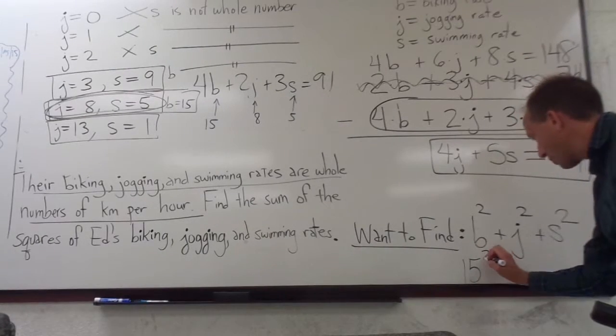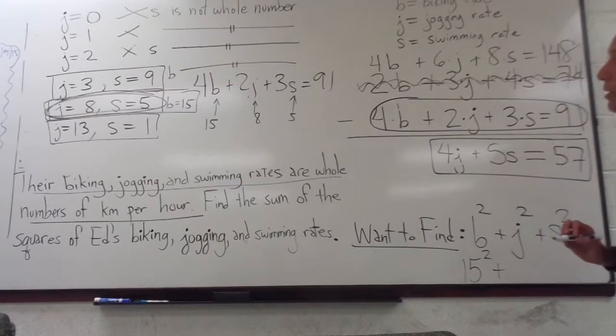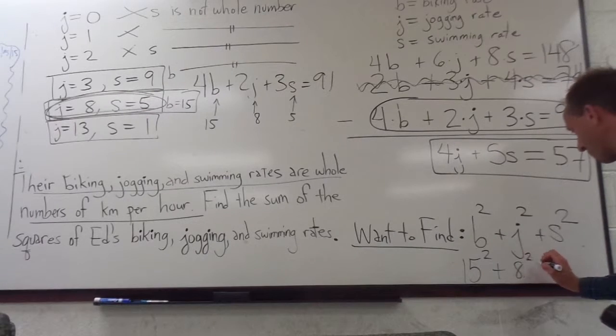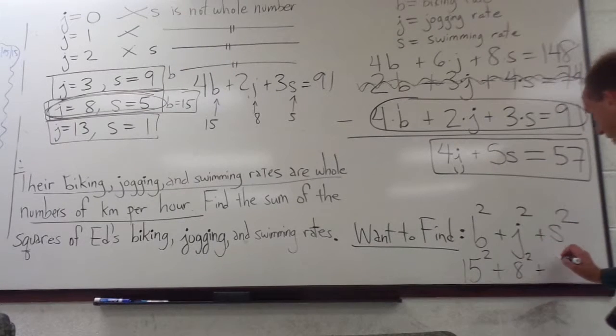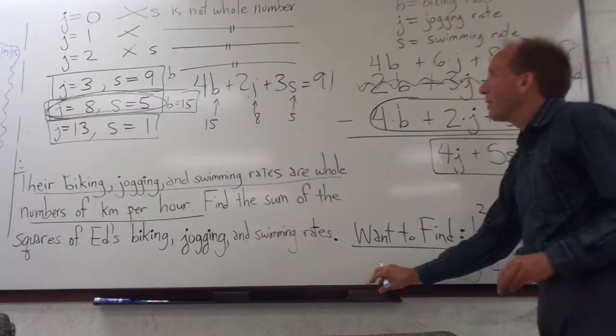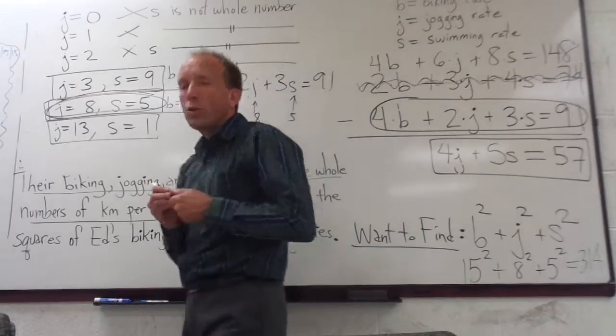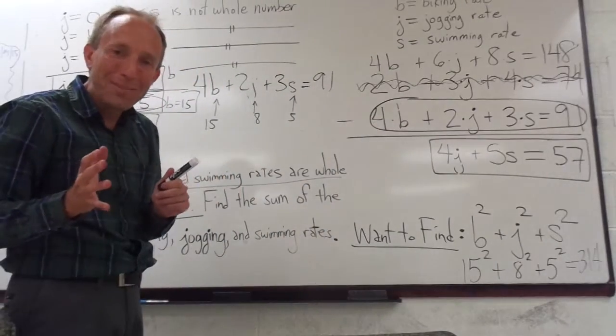15, I have to square that. j was 8, I have to square that. And s was 5, and I have to square that. If you work that out, it comes out to 314. So, it took us a little while to understand the problem.